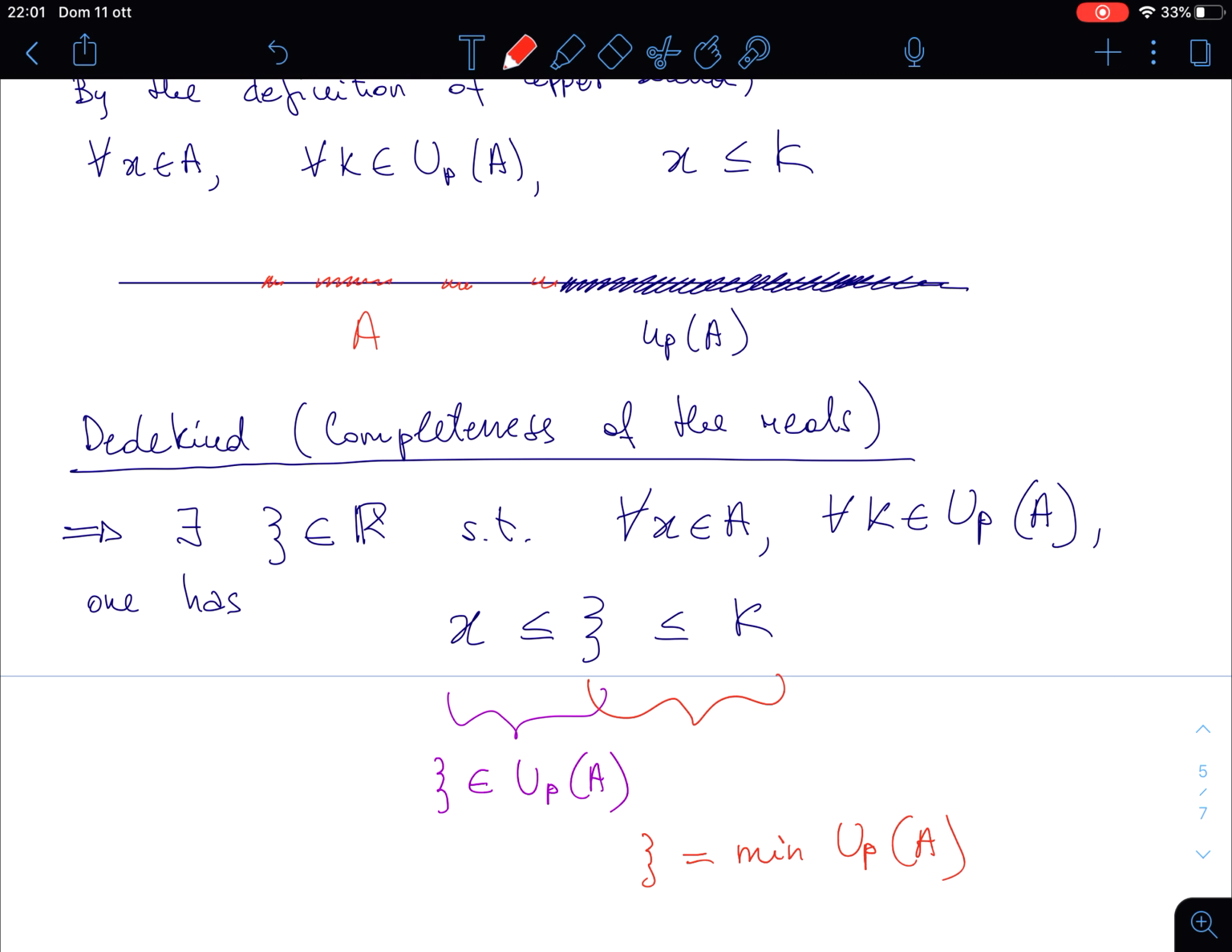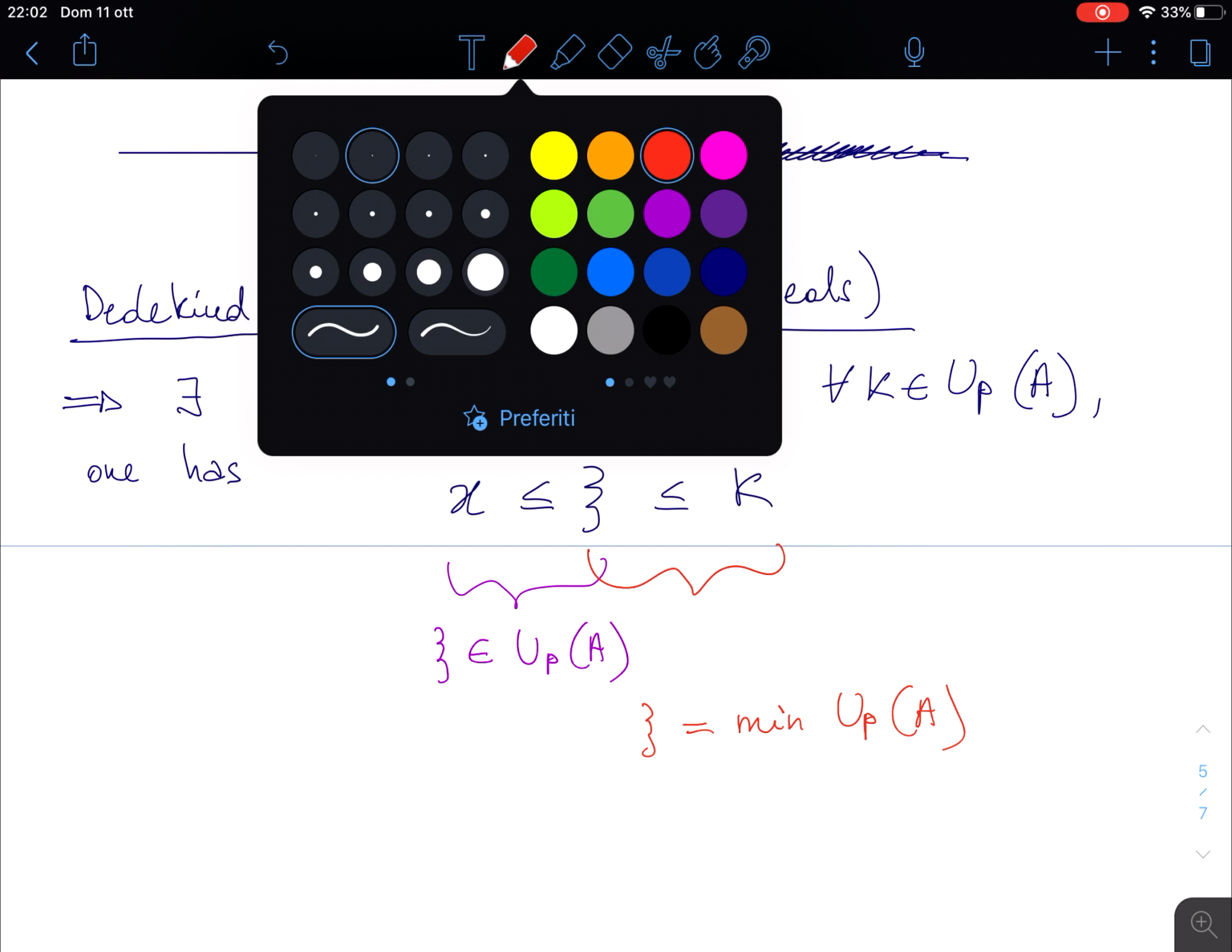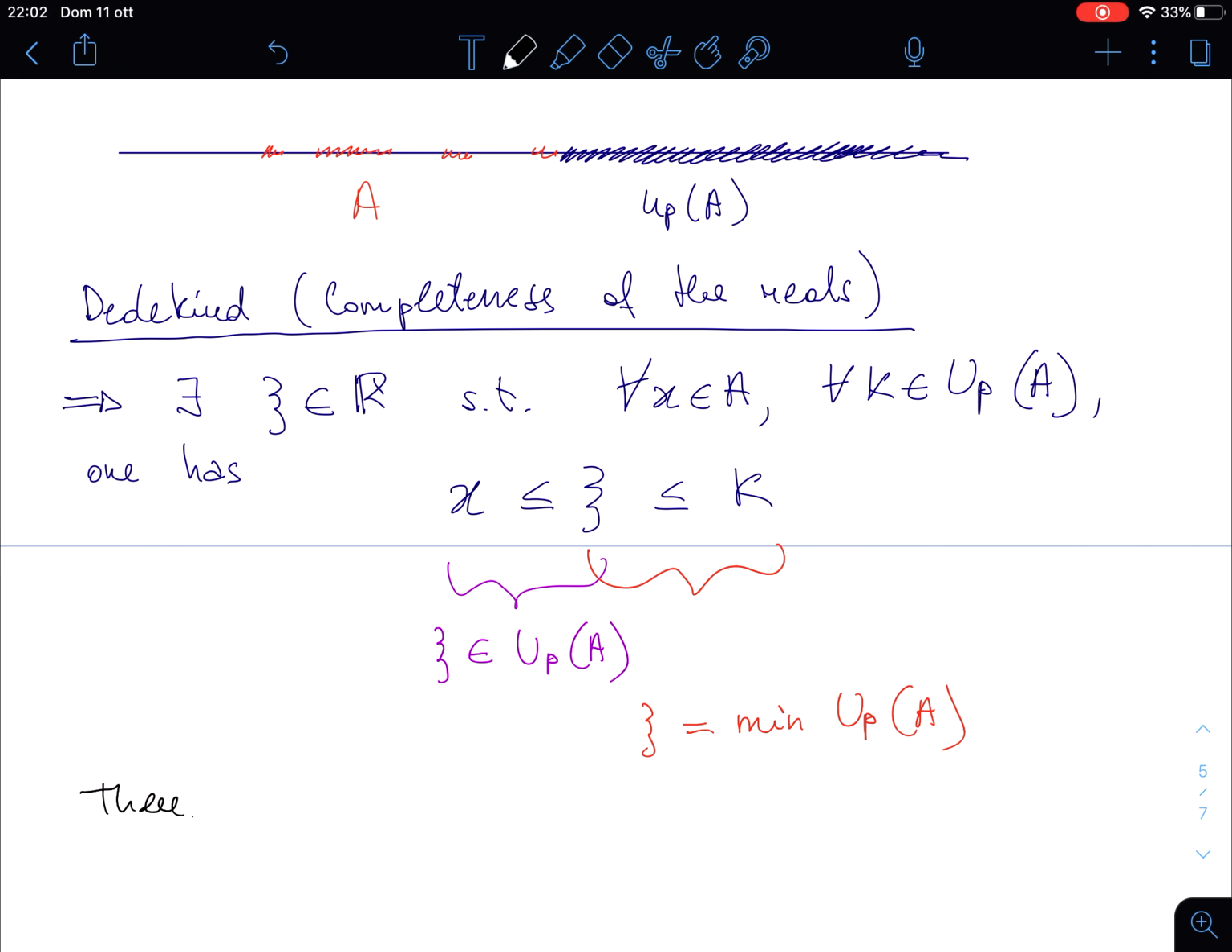So this minimum exists. And I want to point out again that it exists only due to the Dedekind axiom. Okay? So then, setting M equal to psi, the proof is complete. Okay? And this is the basic step in order to introduce the supremum.